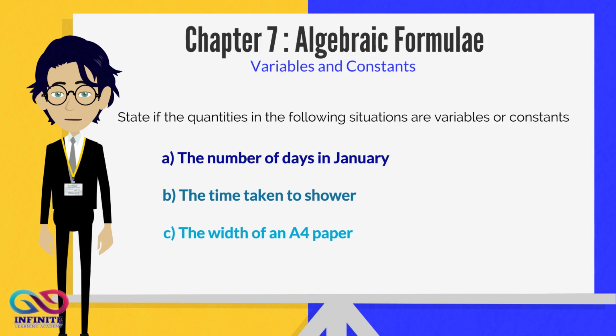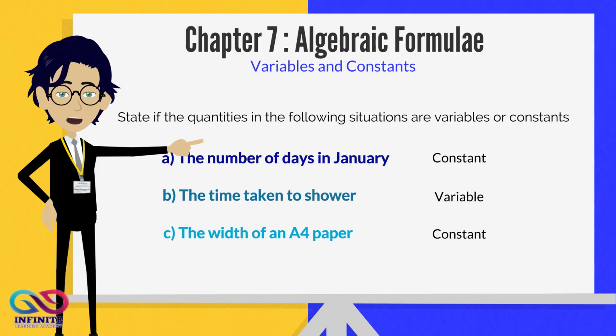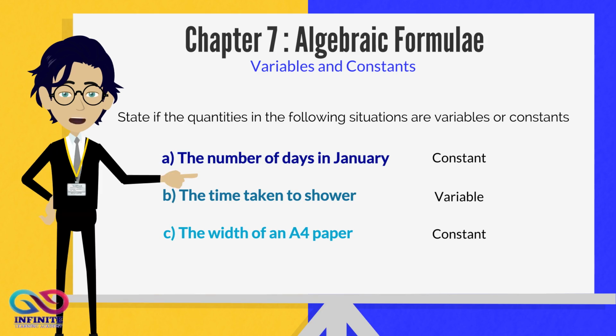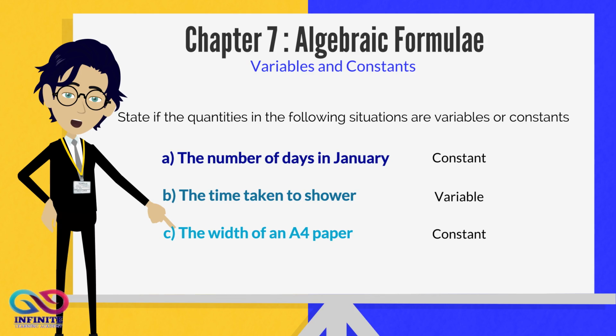If your answers were constant, variable, and constant, you will be correct. This is because January only has 31 days every year, so it is always constant, or the same. And the time taken for us to shower changes every time. It can either be 5 minutes or 1 hour, so it is a variable. Finally, the width of an A4 paper will always be 297 millimeters, so it is a constant.